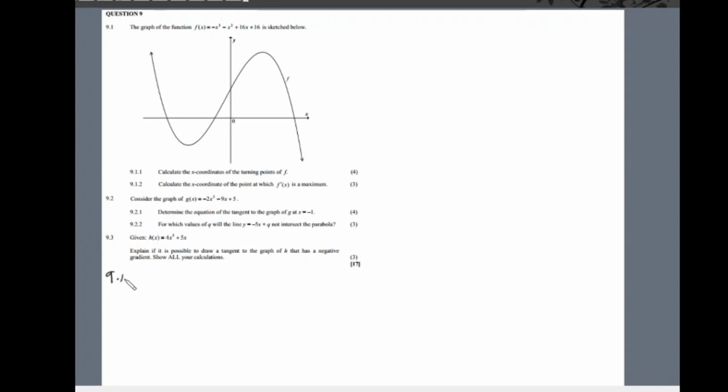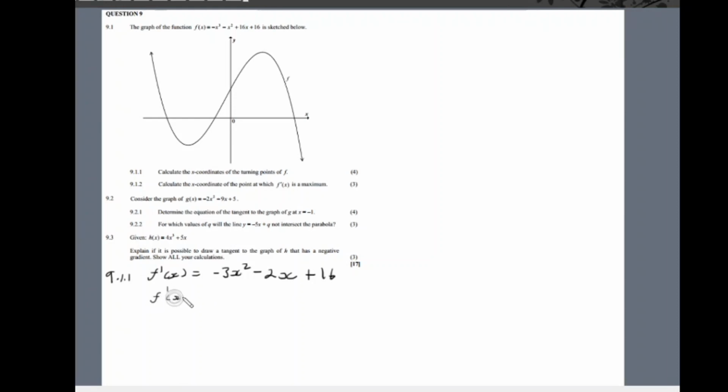For 9.1.1, we want to calculate the x-coordinates of the turning points of f, so we need to differentiate, right? We differentiate our function using the rules. There we will have minus 3x squared minus 2x plus 16. This will be our first derivative of that function. Now to calculate the turning points, we will need to equate this first derivative to 0, right?